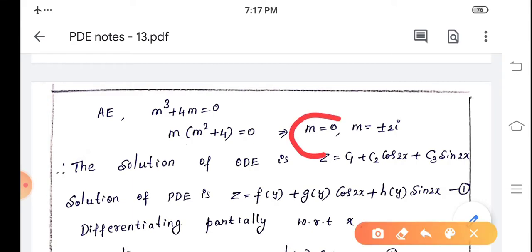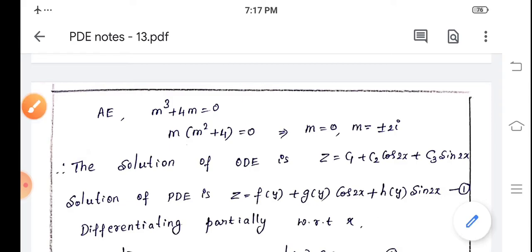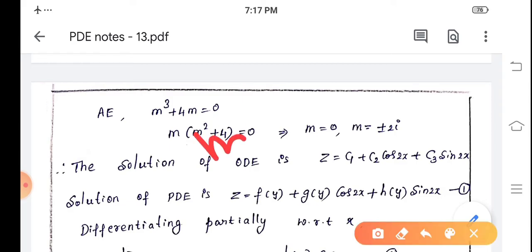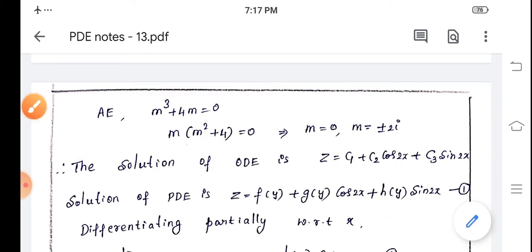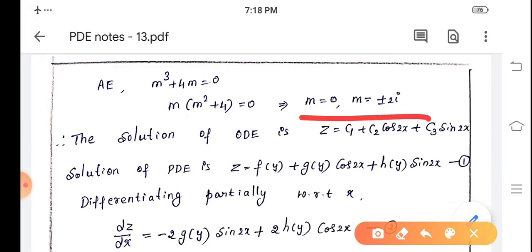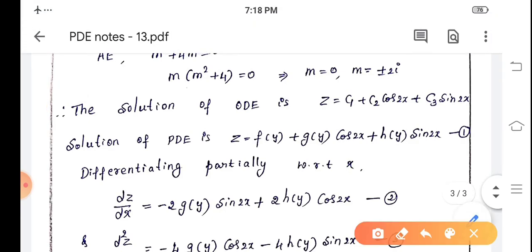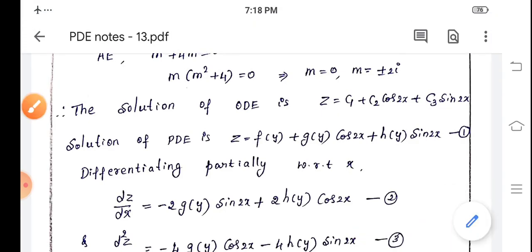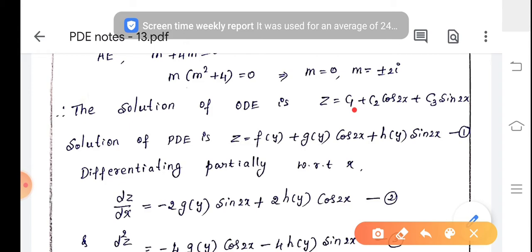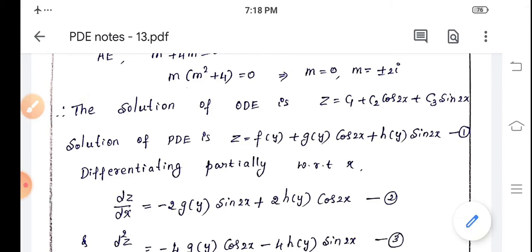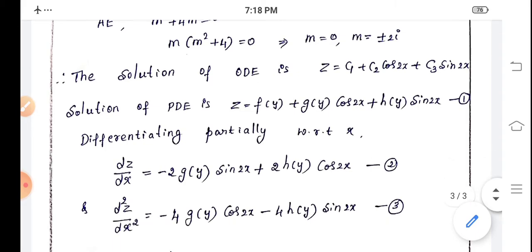The roots are m is equal to 0, and the next root is obtained by solving this, m square plus 4 equal to 0. So m square is minus 4, that gives m is equal to square root of minus 4, that is plus or minus 2i. Now the roots are m is equal to 0 and plus or minus 2i. Then we write the solution of the ordinary differential equation as z is equal to c1 into e to the power 0x. So c1 plus c2 cos 2x plus c3 into sin 2x.